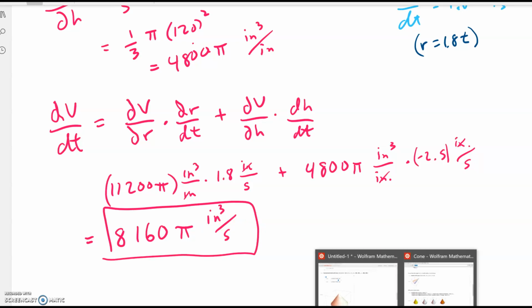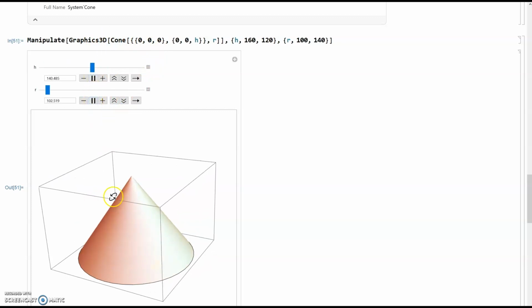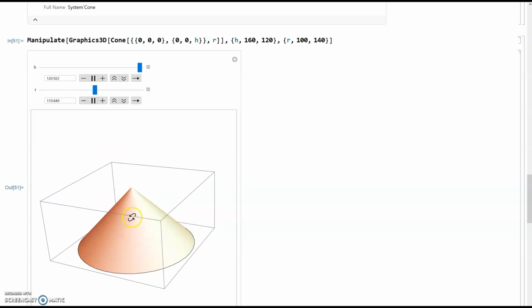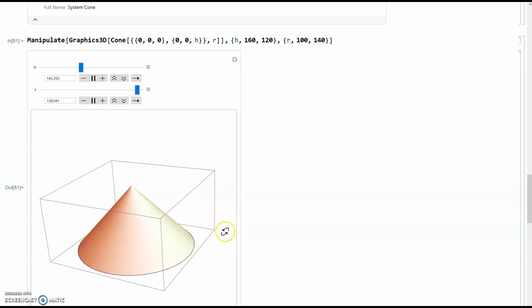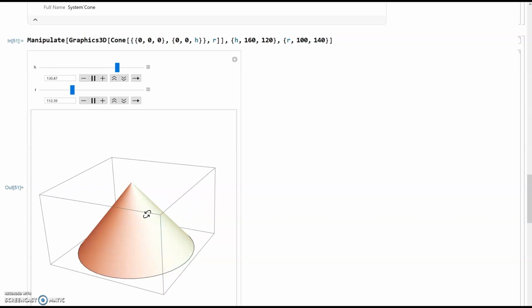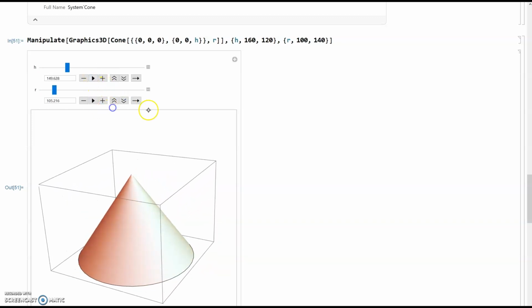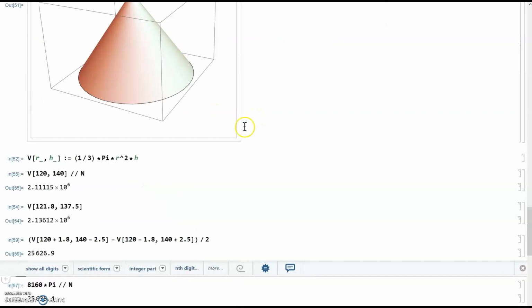Now, I'd like to also show real quick on Mathematica. You can use the Graphics3D Cone command here. Just a quick little picture showing. You can see that the height is decreasing, and then the radius is increasing. And so the overall volume, it doesn't look like it from the picture, but actually the overall volume is increasing a bit. And then one more thing, this is a nice way to check your work.